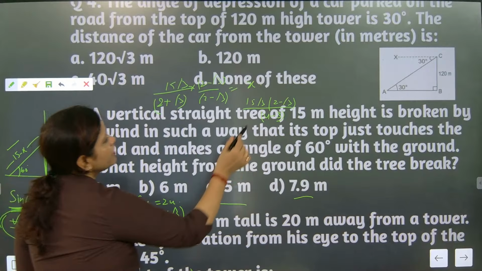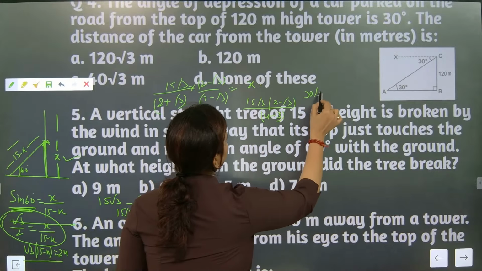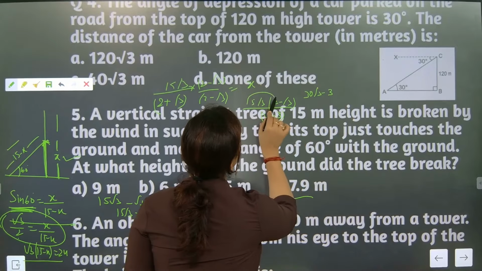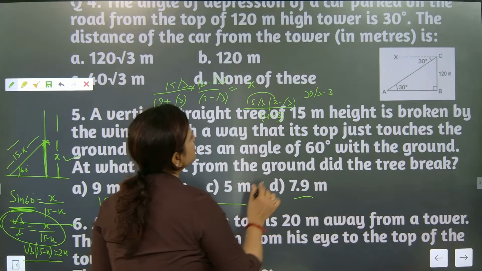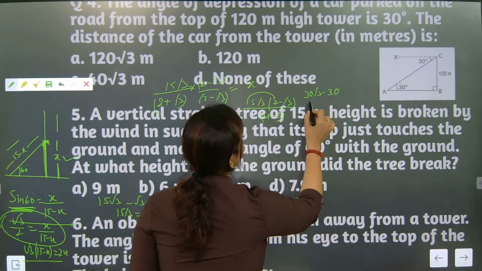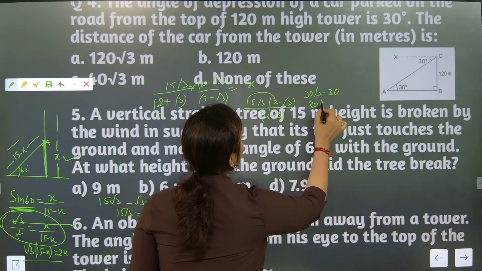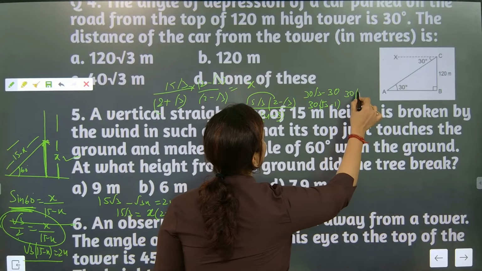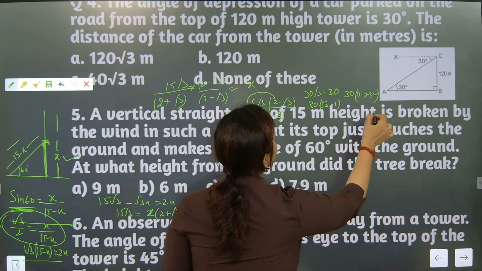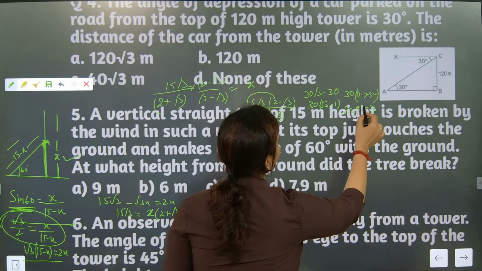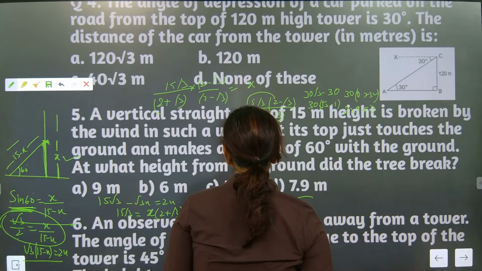Correct? So 15 root 3 means 30 root 3 minus 30. So definitely 30 into root 3 minus 1. So 100% is coming 30 into 0.732. So 3 sixes are 18, 3 nines are 27... for me it is coming as 22.